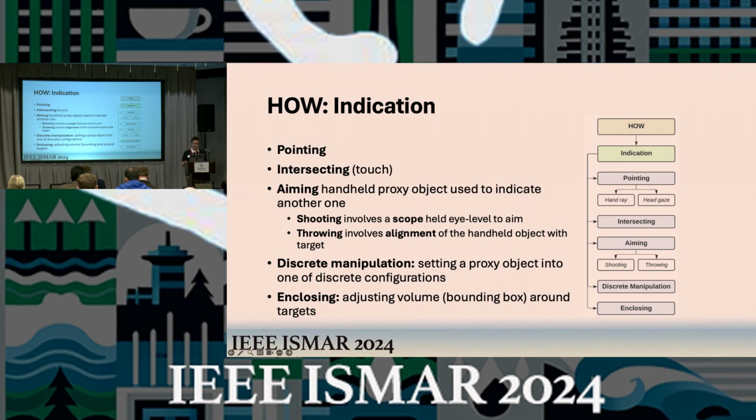Discrete manipulation requires the user to set a handheld proxy object into one of the discrete configurations from a finite set of configurations. And lastly, enclosing requires the user to specify a volume in space, and this volume is likely to include more than a single target object.